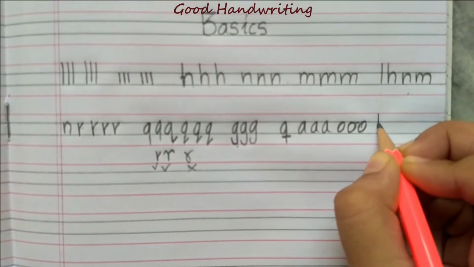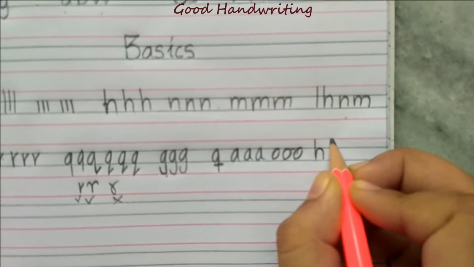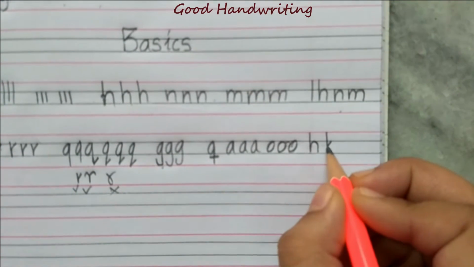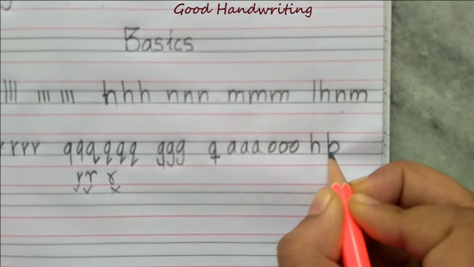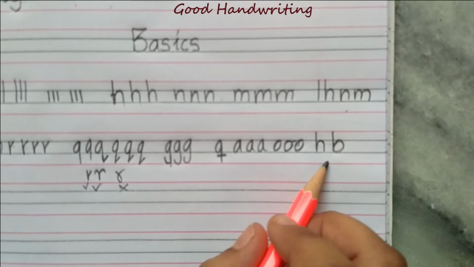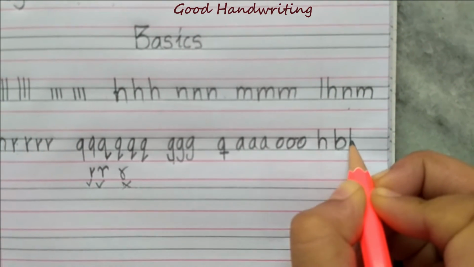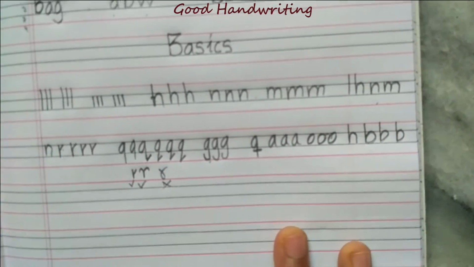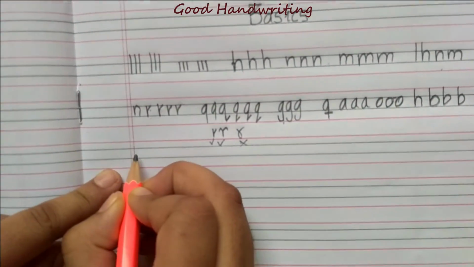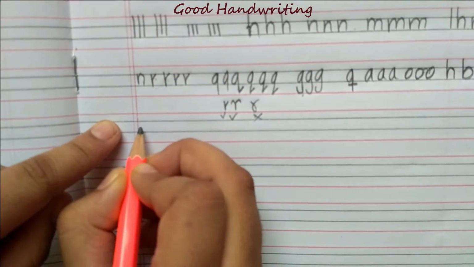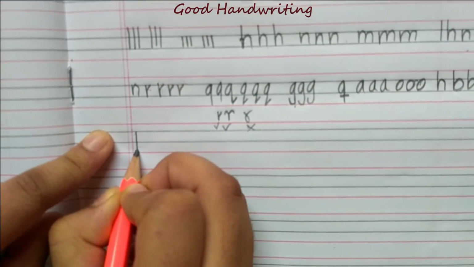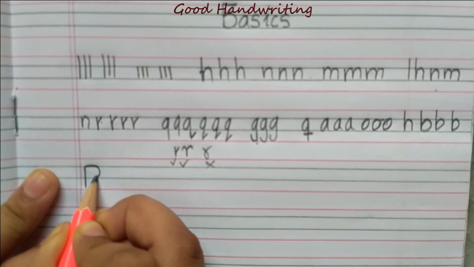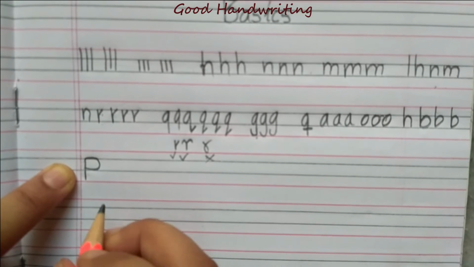Next you write the letter H. You stop here. You stop here. And you connect it to the bottom. The letter B. Next the letter P. You keep the line to the lower line and you keep. This is the letter P.